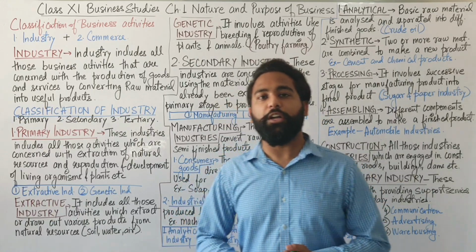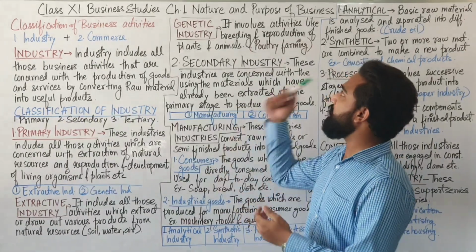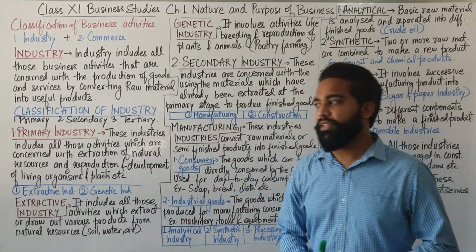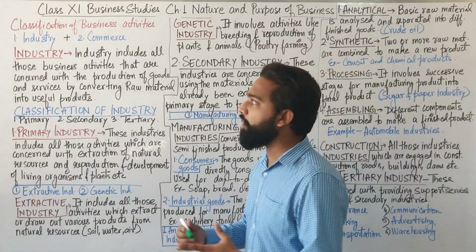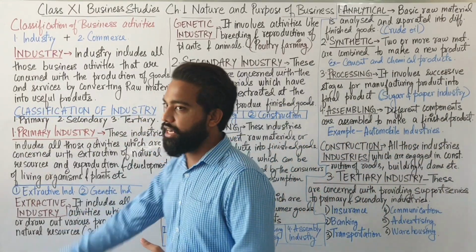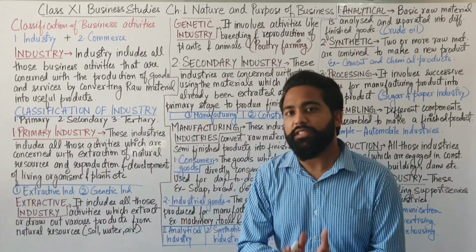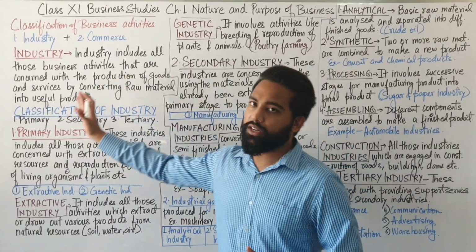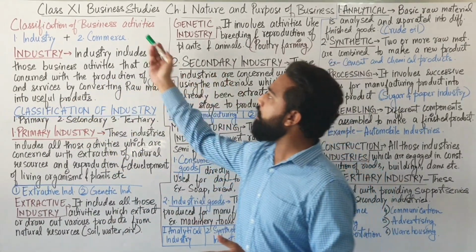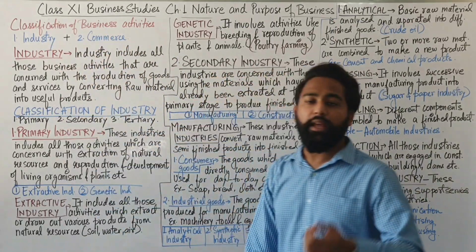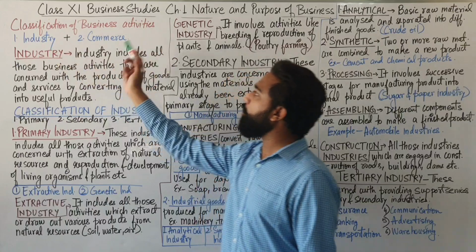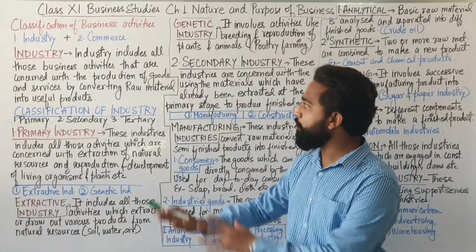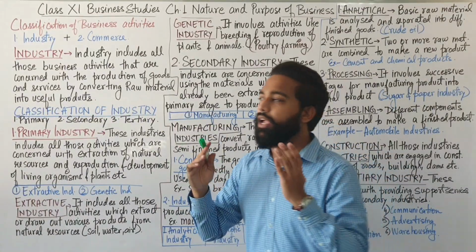Today we are going to continue our first chapter, which is nature and purpose of business. Today we are going to start a new topic, which is the classification of business activities. Basically, business is divided into two parts, or you can say if you add two things, you get the business. Now, they are industry and commerce. Today we are going to study completely about the industry.